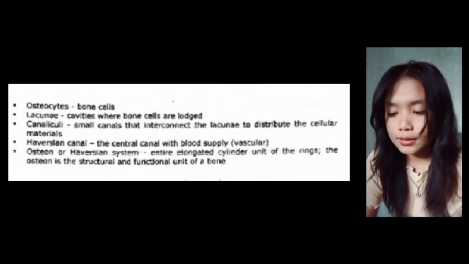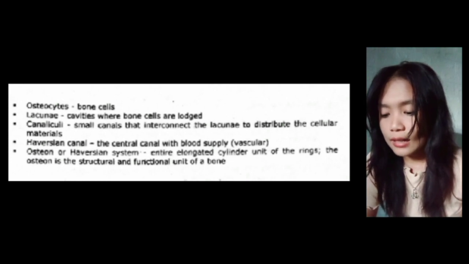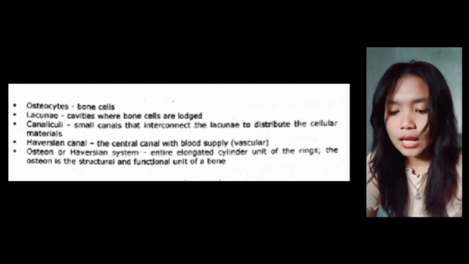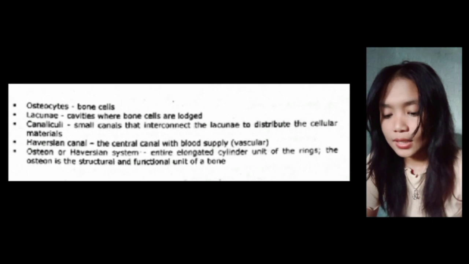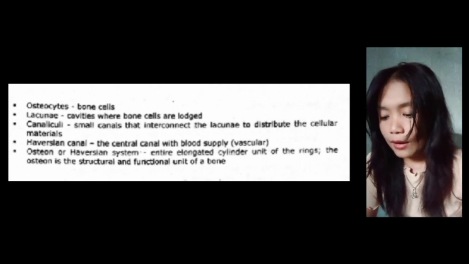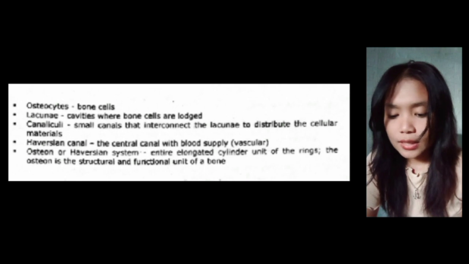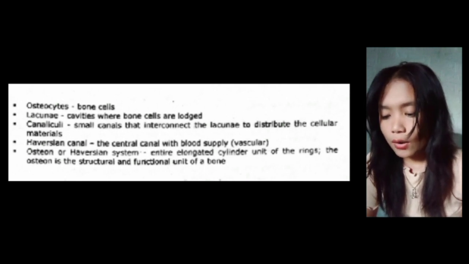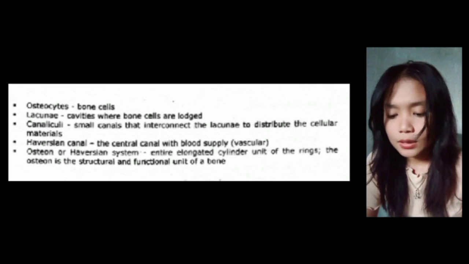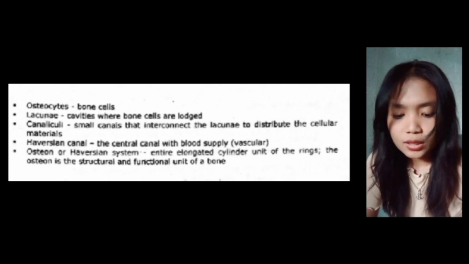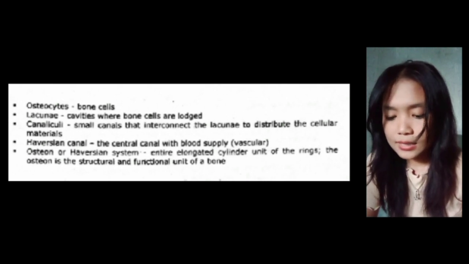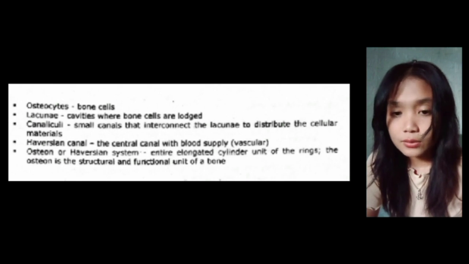Osteocytes, bone cells. Lacunae, cavities where bone cells are lodged. Canaliculi, small canals that interconnect the lacunae to distribute the cellular materials. Haversian canal, the central canal with blood supply or vascular. Osteon or Haversian system, the entire elongated cylinder unit of the rings. The osteon is the structural and functional unit of a bone.